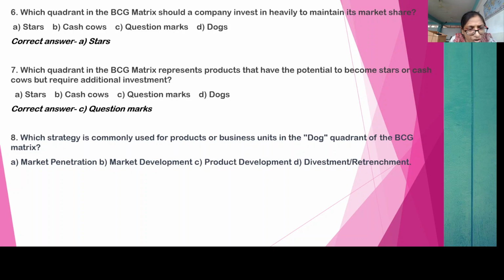Which strategy is commonly used for products or business units in the dog quadrant? Market penetration, market development, product development, divestment, or retrenchment. It will be divestment, because they are not earning or generating cash for us.